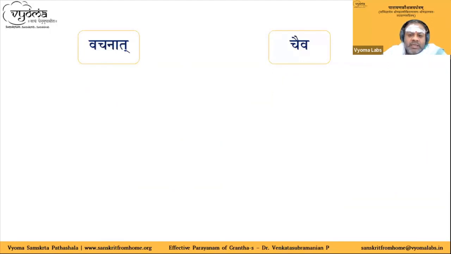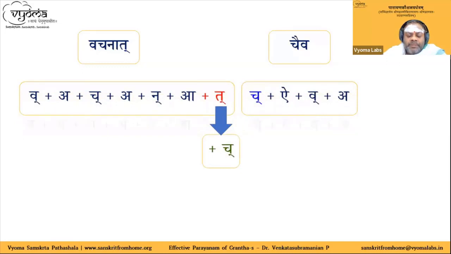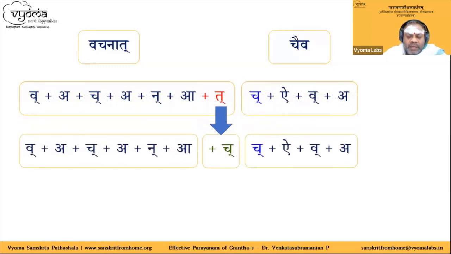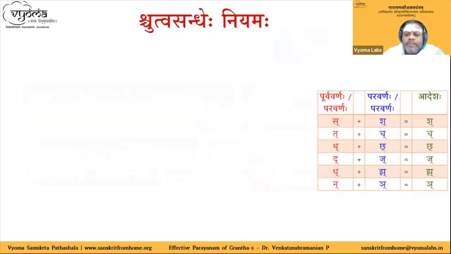Now vachanat chaiva. In this case, there is a takara at the end and a chakara at the end. As per the rule of Shchutvasandhi table, takara will become chakara. Adesha happens to sakara tavarga and vachanat chaiva. The answer is vachanat chaiva. This is how the sandhi takes place.